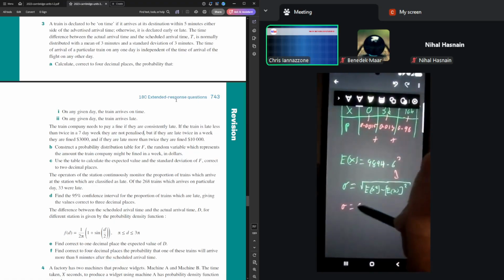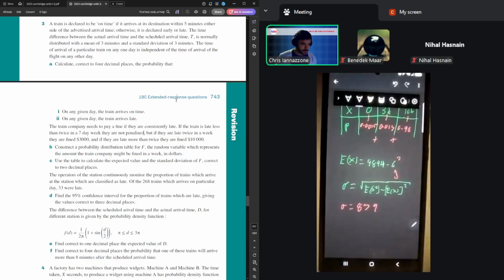Standard deviation 879. Cool, all sorted.